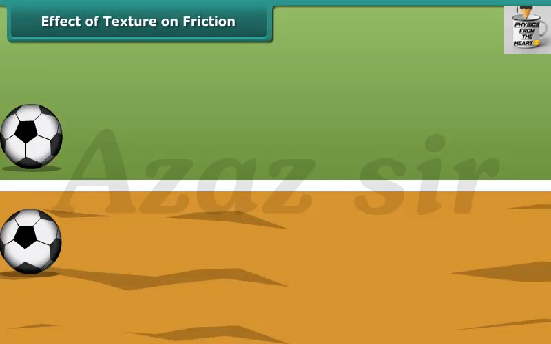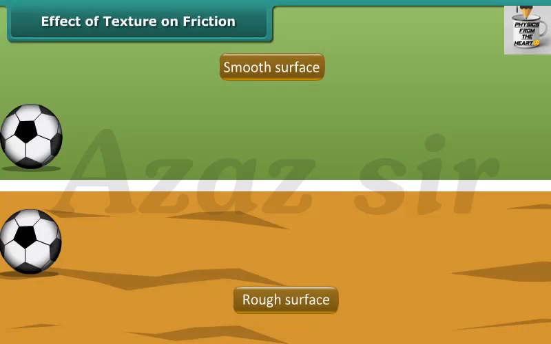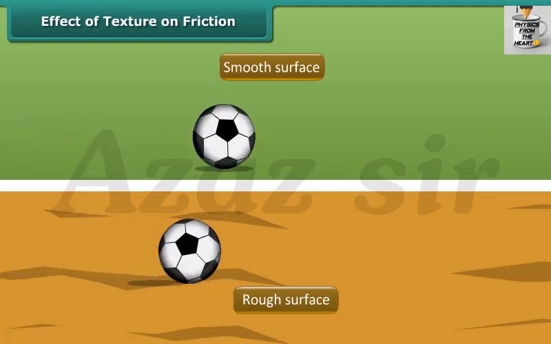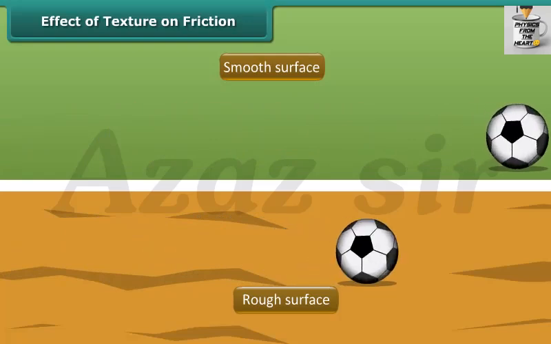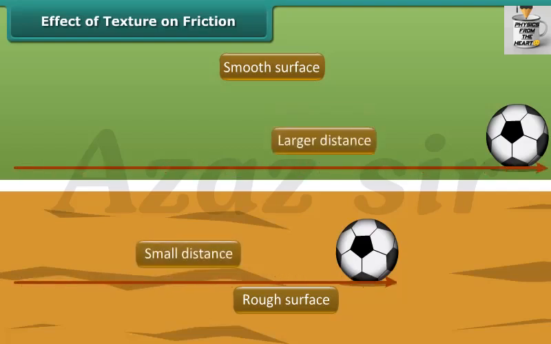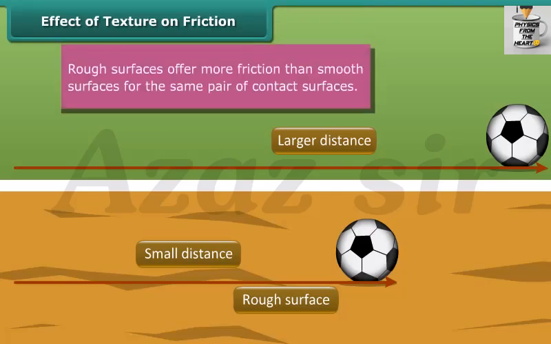In the figure, a ball is rolled on a smooth surface and another similar ball on a rough surface. As you see here, both the balls start rolling on different surfaces with the same speed, the same force and at the same time. But the ball which is rolling on the smooth surface travels a larger distance than the ball rolling on the rough surface. This shows that rough surfaces offer more friction than smooth surfaces for the same pair of contact surfaces. This example proves that friction depends on the texture of contact surfaces.